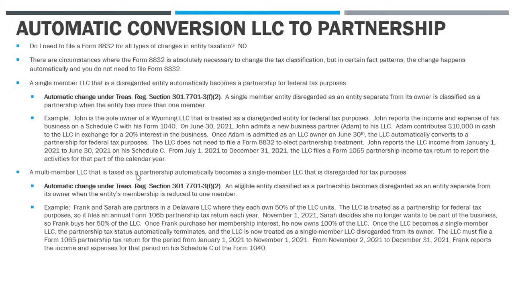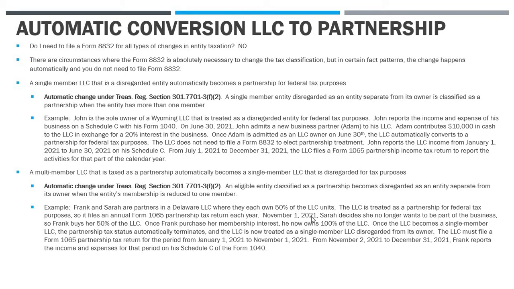Now, what about a multi-member LLC going the other way, right? Becoming a disregarded entity. Again, this is found in the same section of the regs, right? An eligible entity classified as a partnership becomes disregarded as an entity separate from its owner when the entity's membership is reduced to one member. Okay, so let's look at this example. Frank and Sarah, partners in a Delaware LLC, they each own 50%. So by default, this was a partnership for federal tax purposes. So the company's been filing a Form 1065 partnership return every year.